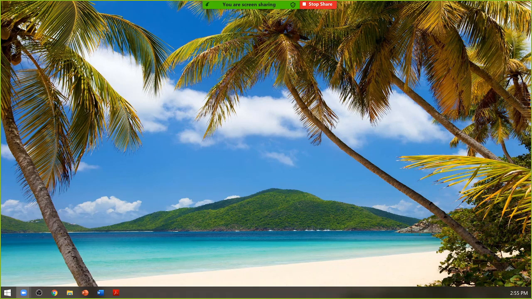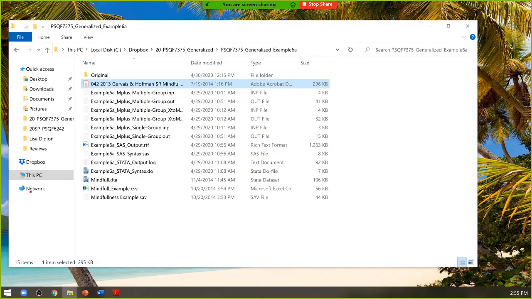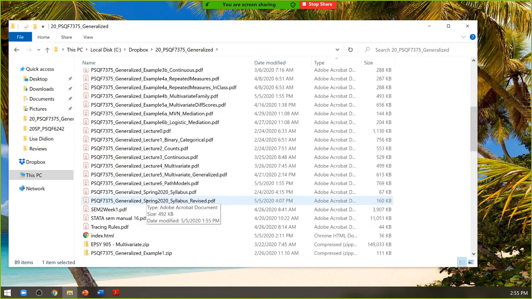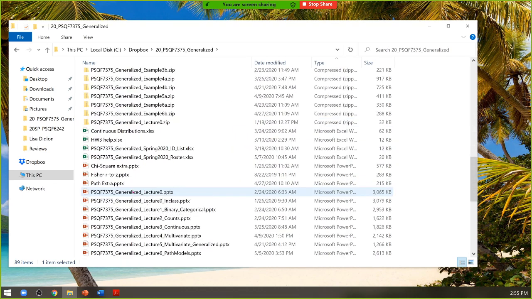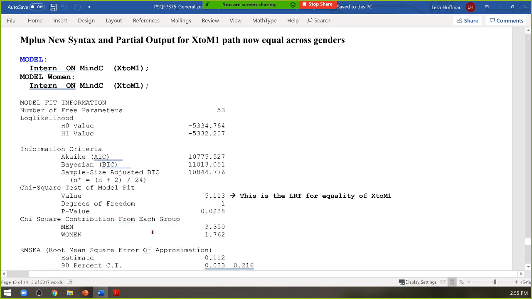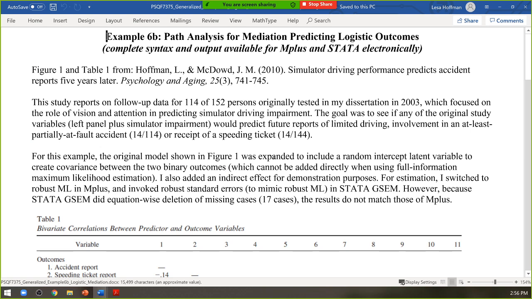Okay, then we have just enough time, I think, to show you my last example. I'd hate to think that I put it in here and didn't actually get to it. I didn't get to the different score versions of M+, but that's okay. I can live with that. Logistic mediation. Here we go, example 6b.